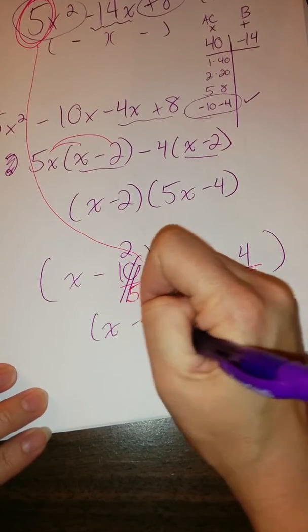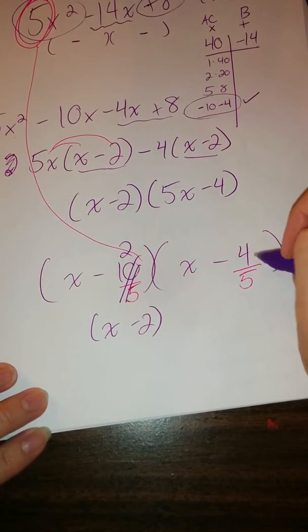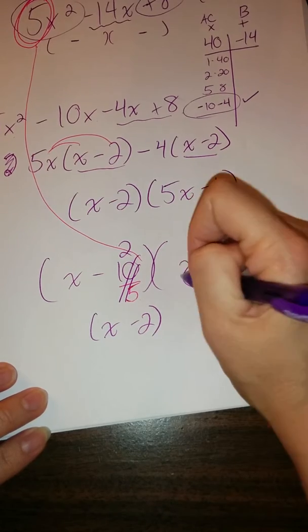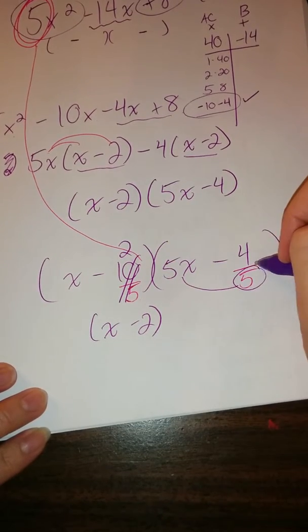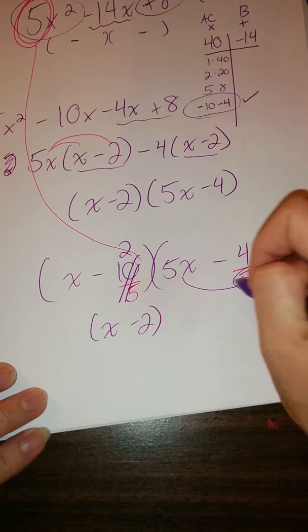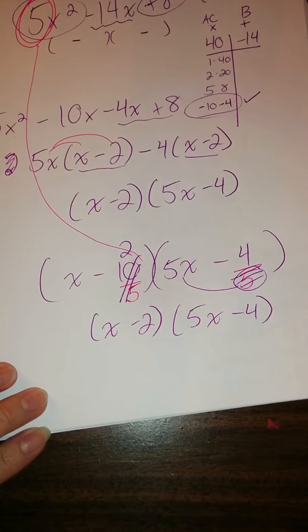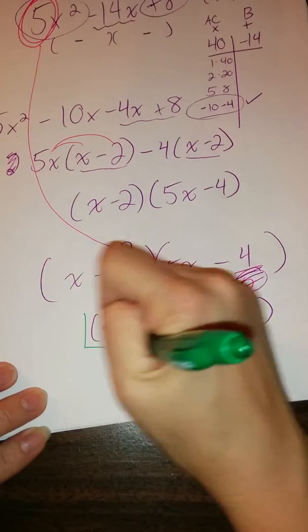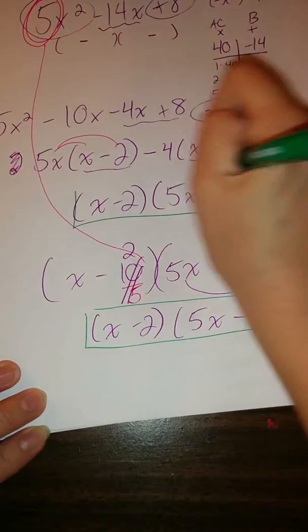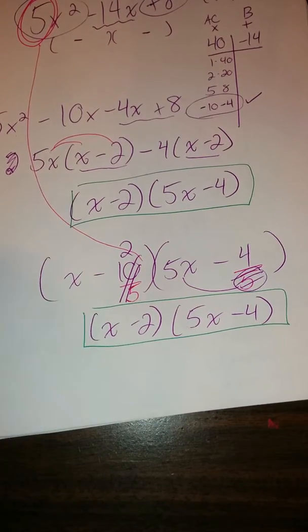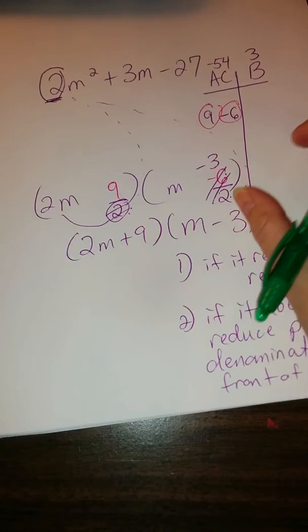So this one is x minus 2. 4 over 5, the 5 is not going to reduce any further. So the denominator pops up in front of our variable there, 5x minus 4. And as I say in my math class, oh, would you look at that? Nice shortcut. Let's do it one more time.